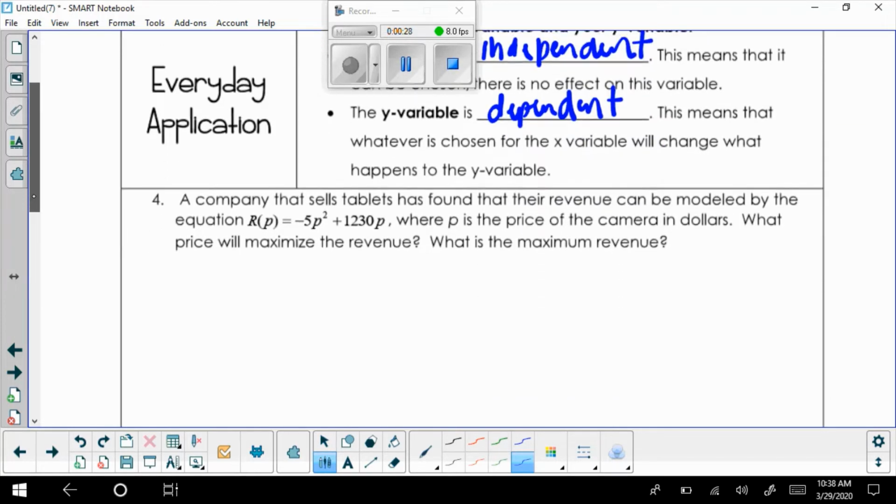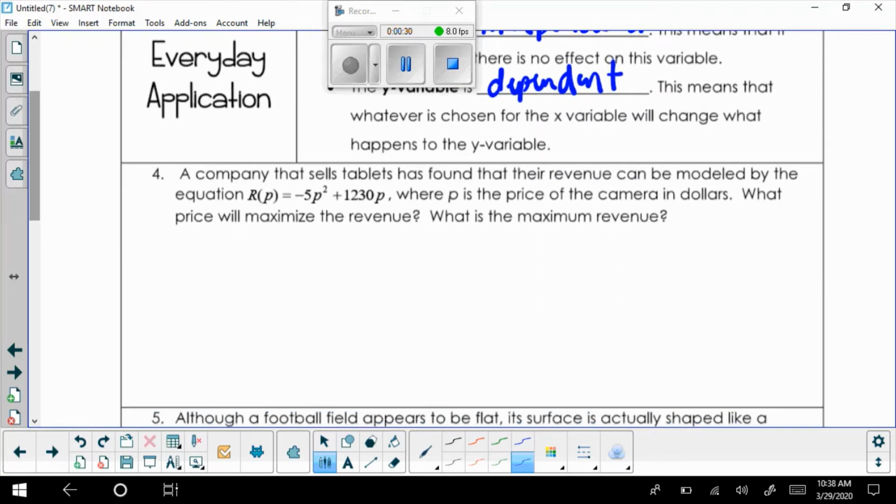So let's look at this first one together. A company that sells tablets has found that their revenue can be modeled by the equation R of P equals negative 5P squared plus 1,230P, where P is the price of the camera in dollars. What price will maximize the revenue? What is the maximum revenue? So we want to find the price of the camera that will maximize the revenue.